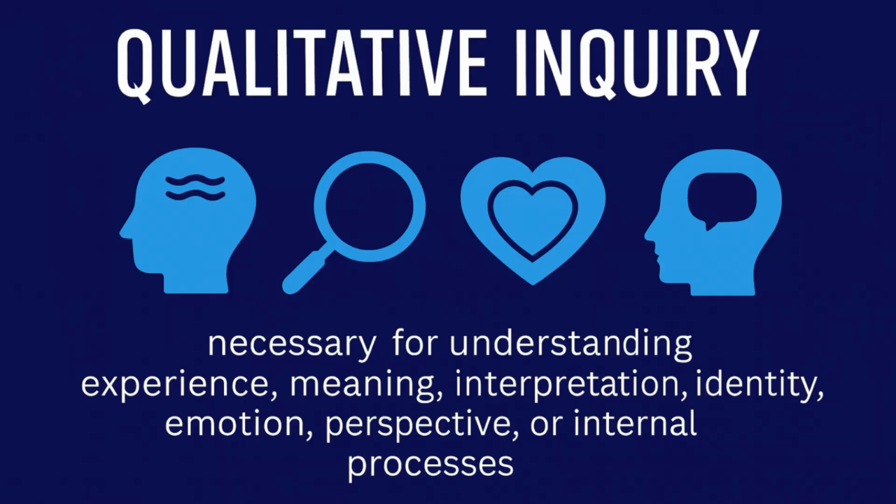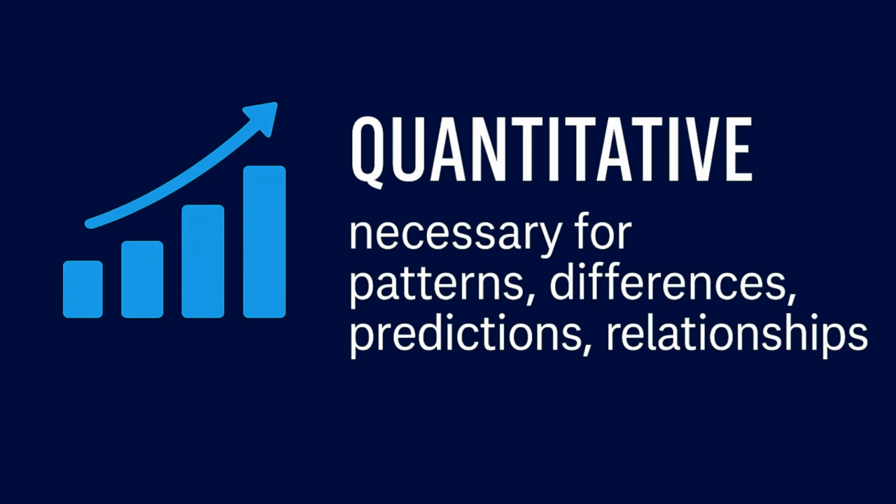Suppose the missing knowledge requires understanding experience, meaning, interpretation, identity, emotion, perspective, or internal processes. In that case, qualitative inquiry becomes necessary, as only qualitative work can illuminate how people navigate, interpret, and make sense of a phenomenon. Suppose the missing knowledge requires measurable evidence of patterns, differences, predictors, or relationships among defined variables. In that case, quantitative inquiry becomes necessary, as only quantitative methods can test, model, and quantify those relationships.